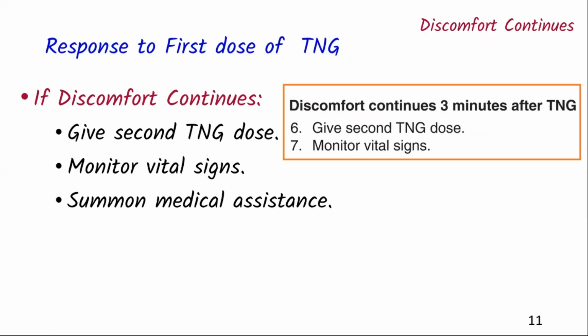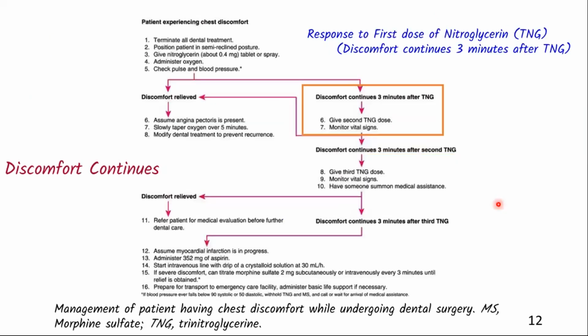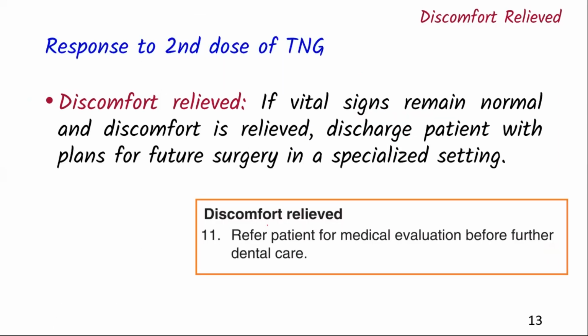If discomfort persists after the first dose of nitroglycerin, give a second dose, monitor vital signs, and call medical help. Response to the first dose of nitroglycerin is shown here in the flow chart when the discomfort continues 3 minutes after the dose of nitroglycerin. Discharge the patient with future surgery plans if vital signs are stable and discomfort is relieved. This step ensures that any underlying cardiac issues are addressed and managed appropriately.